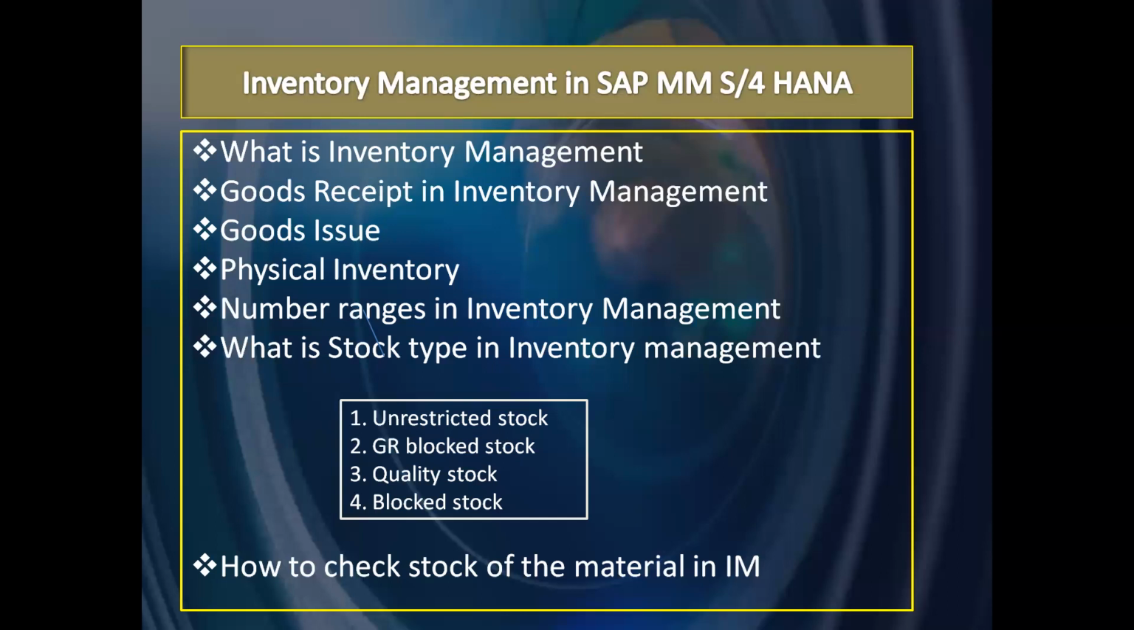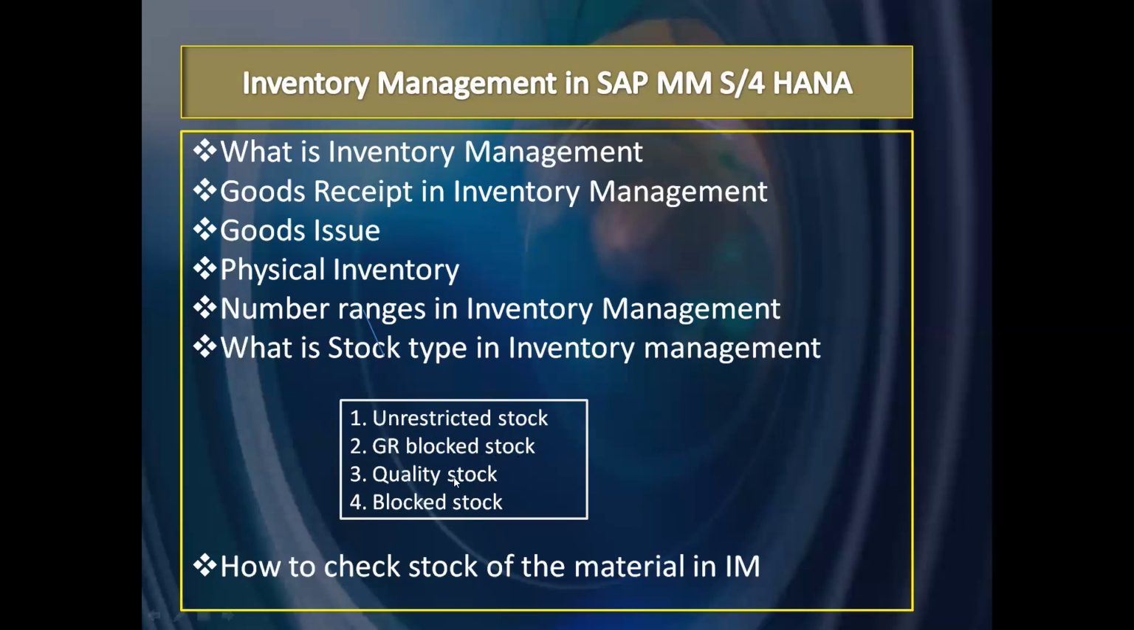So once they have sent all the documents that the buyer was expecting, and the buyer receives them, they will now change the type of stock from GR block stock to unrestricted stock, or any other stock, whatever they want to keep that particular material in. So that is your GR block stock part.